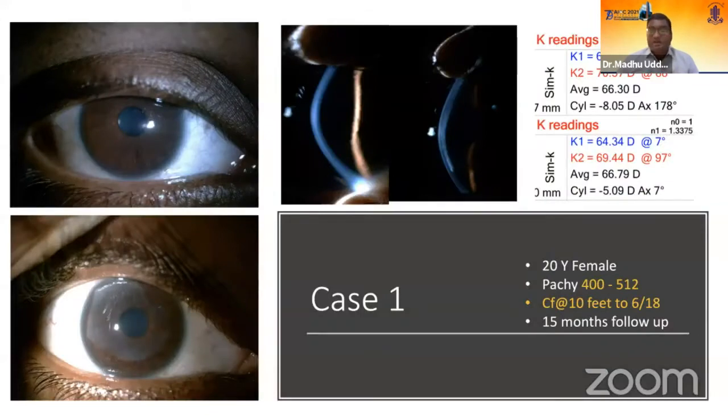So these are our results from the few cases that we did initially. The pachymetry improved by almost 100 microns and the patient became tolerant to contact lens, improving his vision. This was the first case, which now is almost 2 years follow-up.